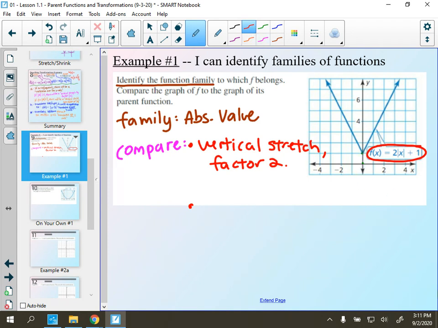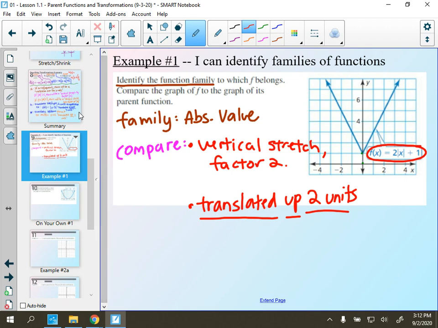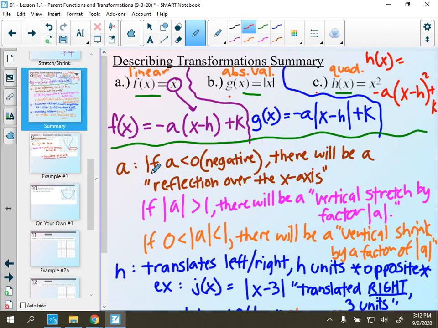I need to say that there is a translation, or translated, up 2 units. Okay, so we customize a little bit. We say it was a translation, but then where? Left, right, up, down. Up by how far? 2 units. Okay, so that's how we're going to use that big long note slide that we just made.